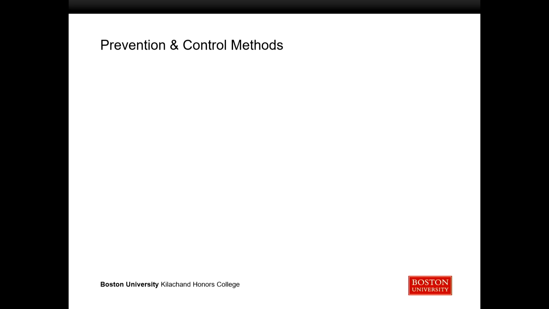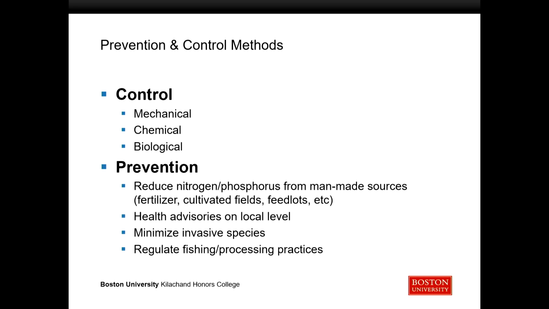So what is currently being done about it is we have a variety of control mechanisms ranging from mechanical to chemical to biological. We also have a variety of prevention methods such as reducing nitrogen and phosphorus runoff from agricultural sources, as well as minimizing invasive species. But in order to do all of this, we need to know when and where these algae blooms occur, and that is why it's so important to monitor these blooms.